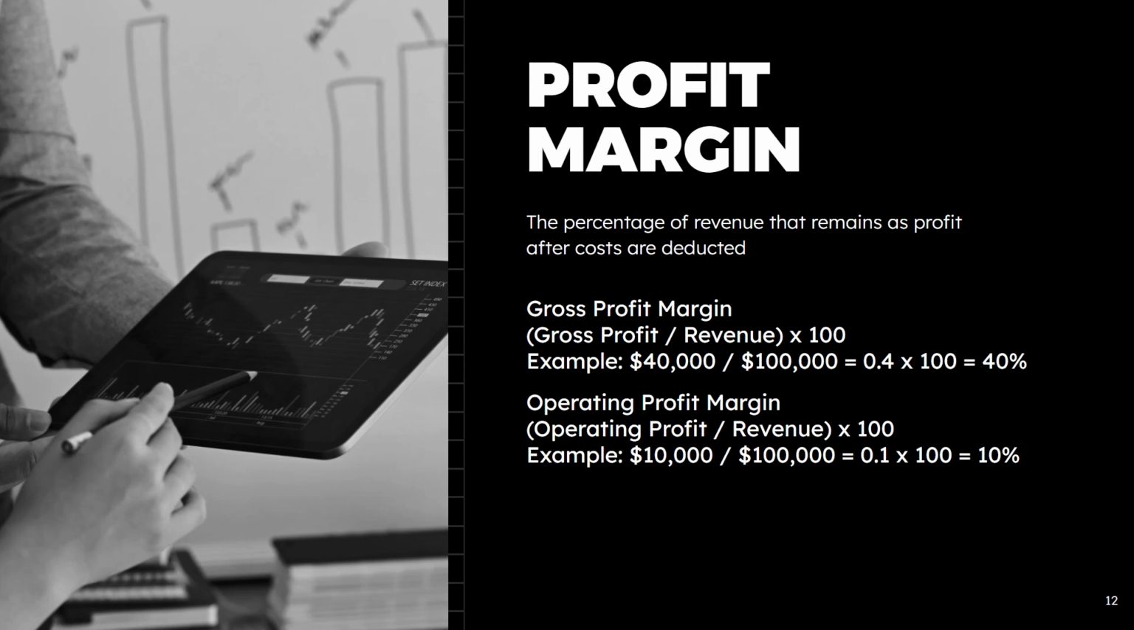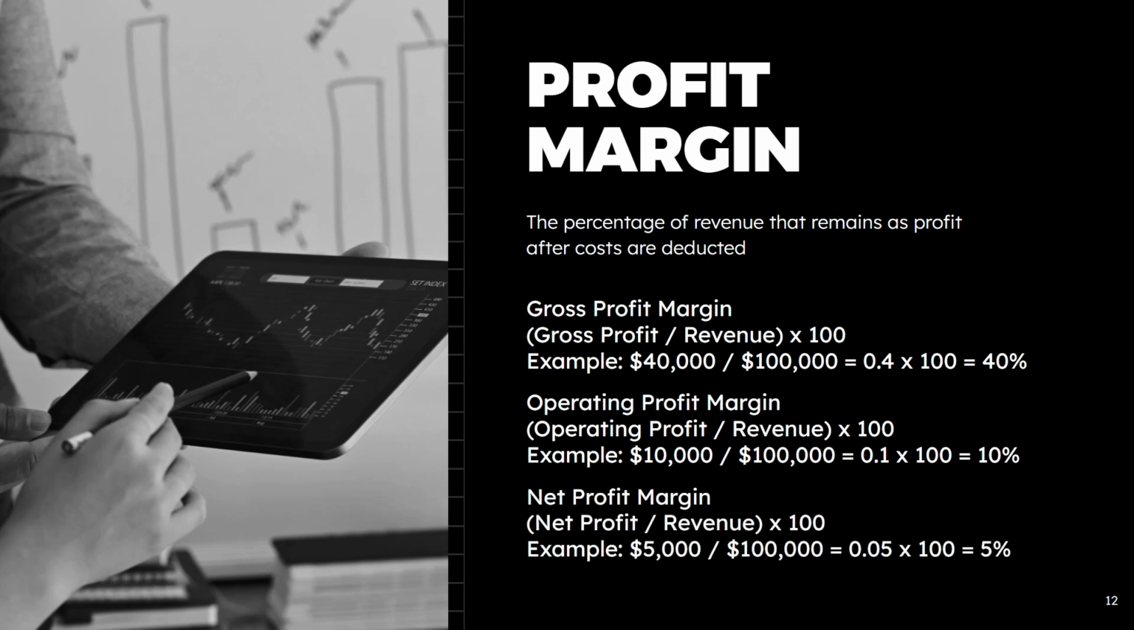So now let's take a look at the operating profit margin. This is the operating profit over revenue times 100. It's the same principle. Notice, only the numerator is changing depending on the margin that we're calculating for. So in our example, we had $10,000 in operating profit divided by $100,000 in revenue. That gives us 0.1 times 100. That's 10%. Our operating profit margin was 10%.